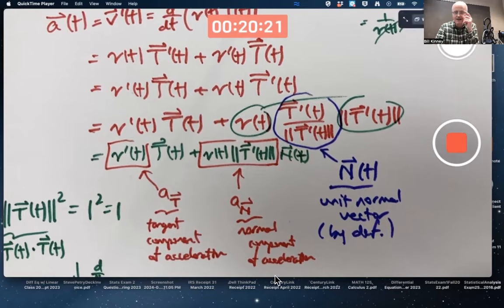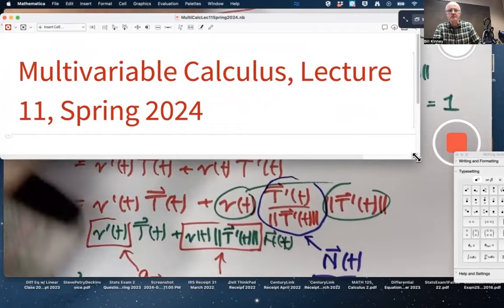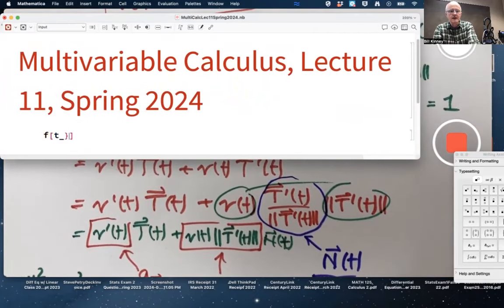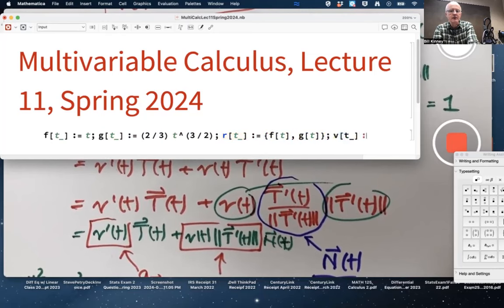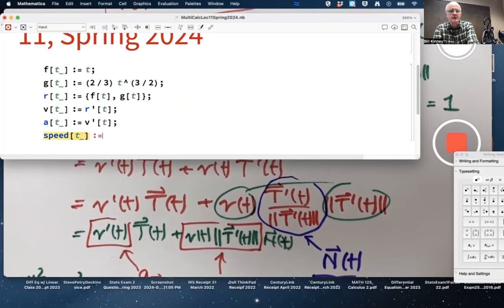All right, let's have Mathematica compute these things and see what they equal in this example. The f of t, typing as fast as I can here, is t. G of t is 2/3 t to the 3/2. R of t has components f of t, g of t. V of t is the derivative of r of t. A of t is the derivative of v of t. Speed of t is the square root of f prime of t squared plus g prime of t squared.